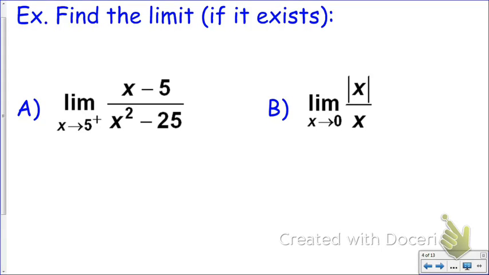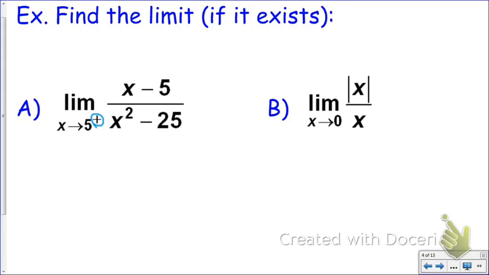Our next example asks us to find the limit as x approaches 5 from the right of the function (x minus 5) over (x squared minus 25). We should always check to see if we can use direct substitution first. Even though we're approaching from the right, if we have a general limit, that would mean that the limit from both the right and the left is the same. Unfortunately, we can't do direct substitution right away, but let's try to do some algebra first.